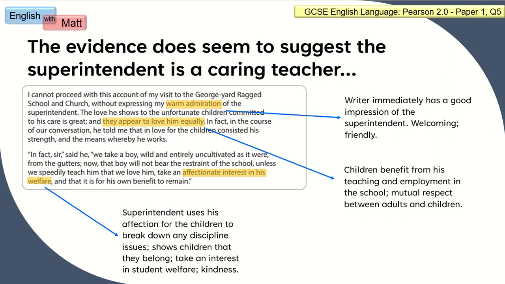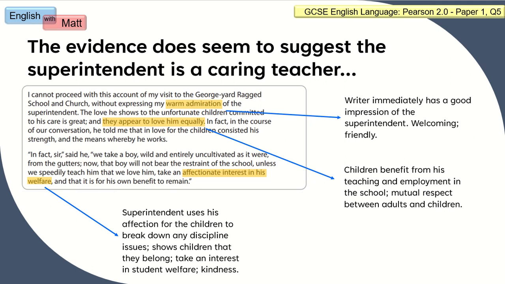And the final inference could be again to do with the superintendent's affection. He is using positive reinforcement, as we might say, and praise and love to make the children behave better rather than being punitive or simply interested in punishment. So he's hoping that being very, very positive with these children will break down their bad behaviour. He's showing the children that they belong, and he's also taken a keen interest in their welfare, meaning that he's interested in them. He's not seeing them as some kind of enemy. So he's presented here as quite a kind man.